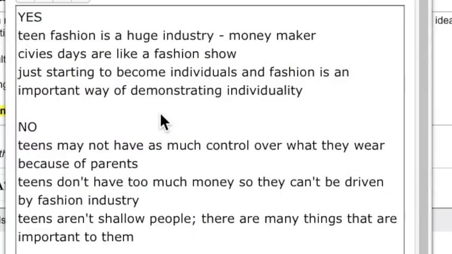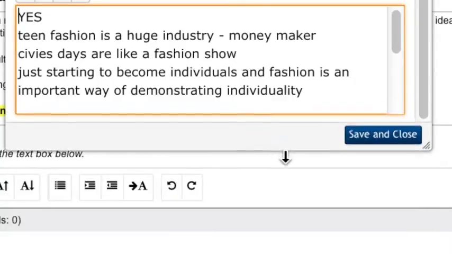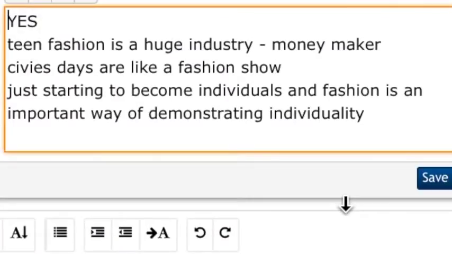So I've done my brainstorming here, and what I decided to do was to find arguments for both sides of the question and then pick the one that I feel the most strongly about or that I've come up with the most points for. And you can do this using a T-chart or any brainstorming format, it doesn't matter. And I've narrowed it down and decided to go with the yes side of the topic.